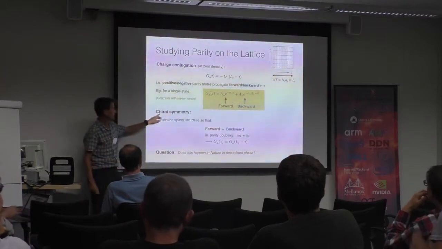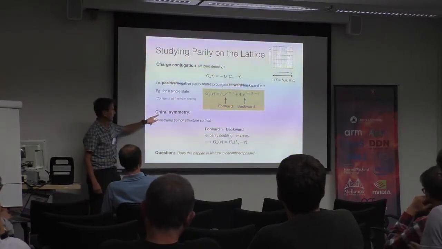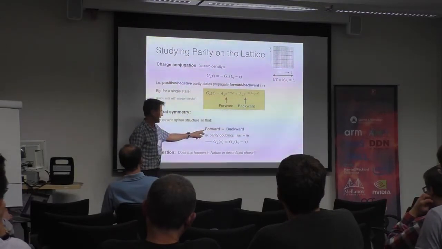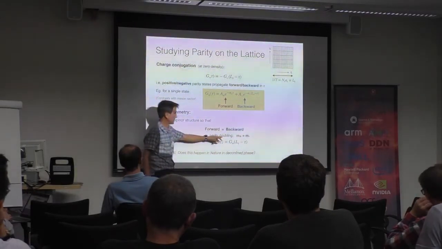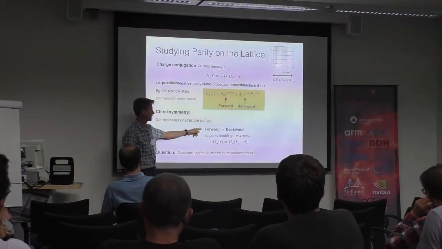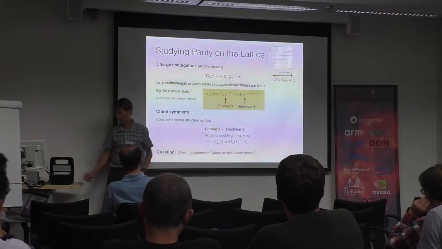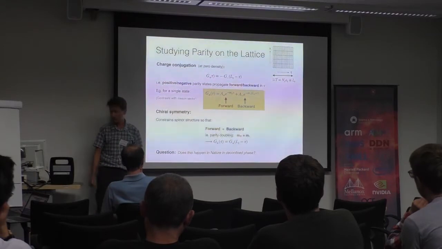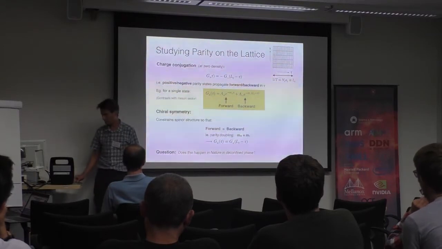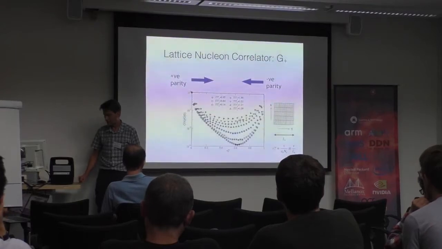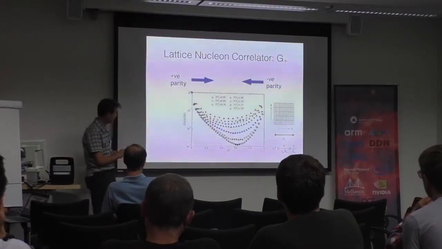If you have chiral symmetry, which means the light quark masses are zero, you can prove that you have parity doubling, so the masses are the same, the two parity states. In other words, the correlation function is symmetric forward and backwards. And the question is, do we actually get that in nature? Do we predict from QCD that you should have parity doubling? So here are our results.